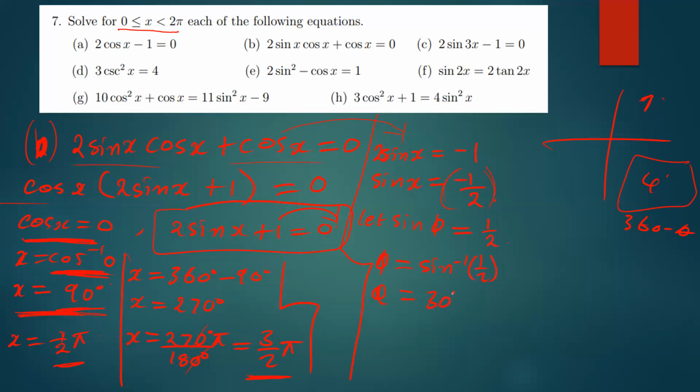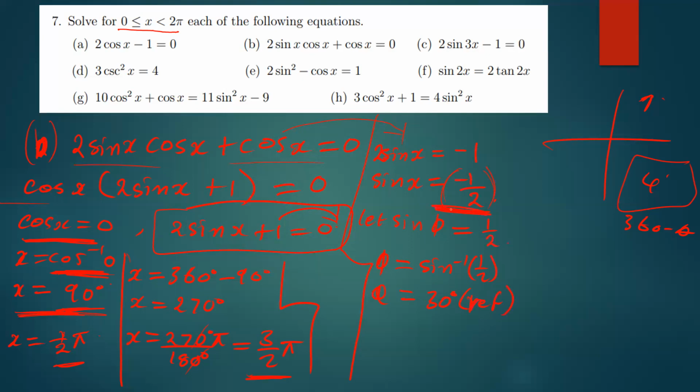So this will give us 30 degrees. So this is not a final answer. This is just the reference angle. So we can find the answers now. So we need to check in which quadrant is sine negative.